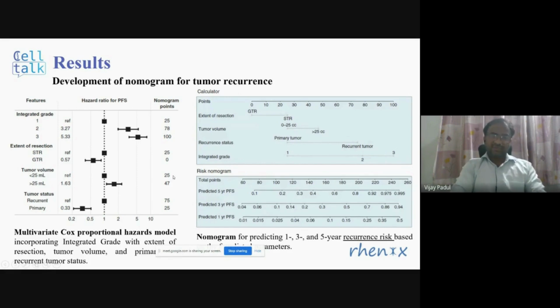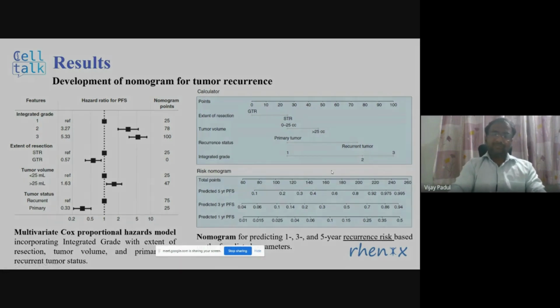the mild features. So once you add all these points, you get a particular digit that can be compared here in this risk nomogram. In this risk nomogram, as you have higher points, it will give you the recurrence risk. As you can see, as you go higher into this scale, the recurrence risk also increases. So by using this nomogram and this grading scheme, you can predict the recurrence of the tumor in the patients.